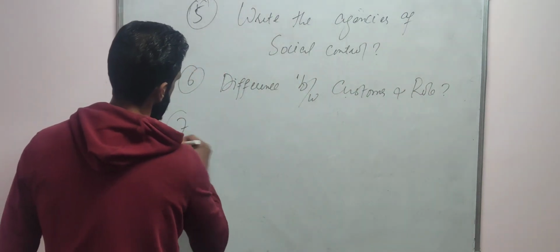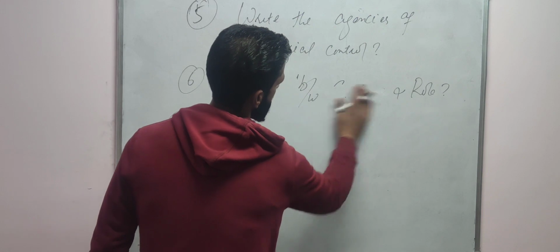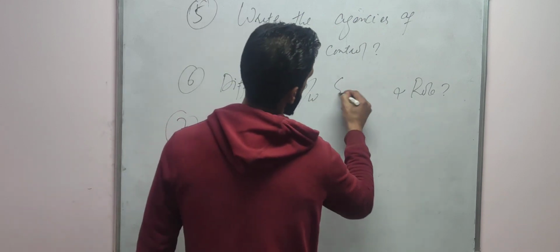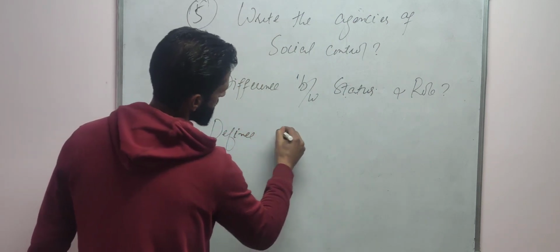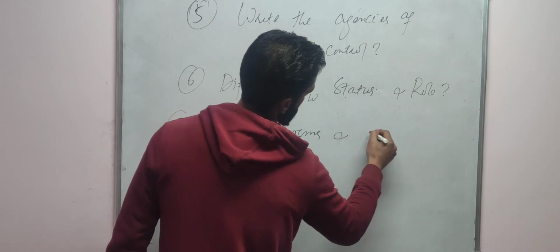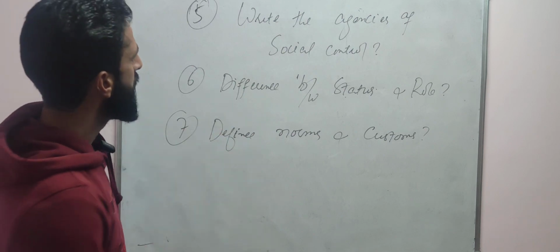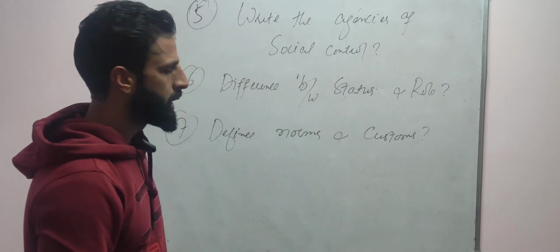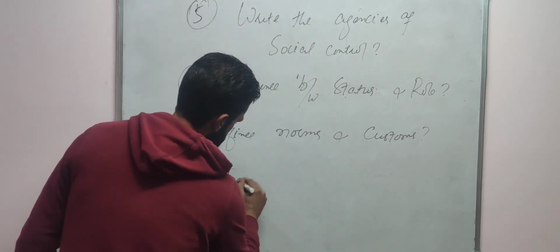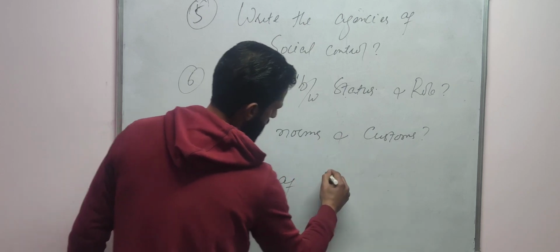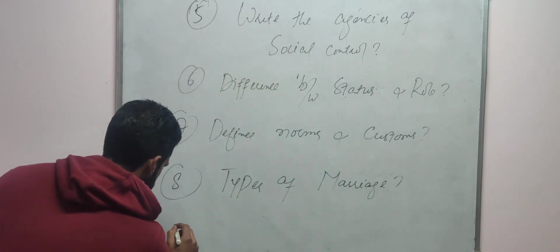Seventh question will be like this: difference between status and role, and then we have define norms and customs. So we have two questions: difference between status and role, and define norms and customs. Then the important eighth question will be types of marriage. Okay. Ninth question will be define kinship terminology.